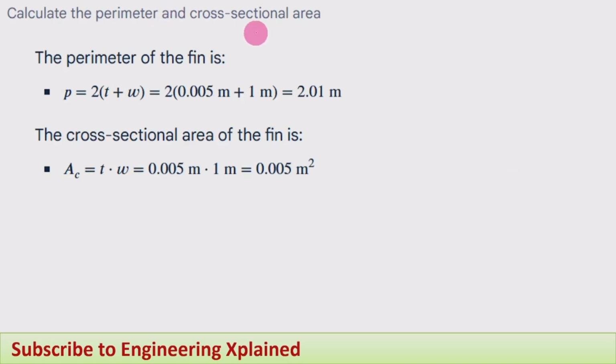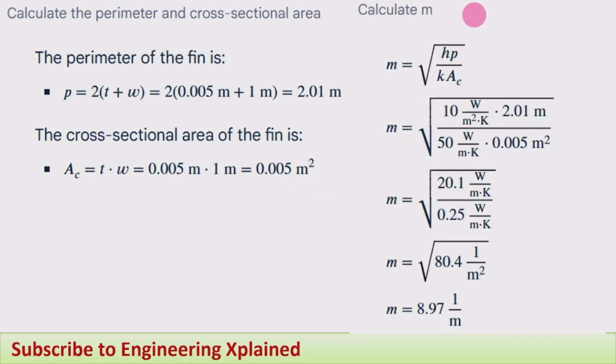First, calculate the perimeter and cross-sectional area of the pin. The perimeter of the pin is given as P equal to 2 times (T plus W), that is 2 into (0.005 plus 1), that is equal to 2.01 meter. The cross-sectional area of the pin is Ac equal to T into W, that is 0.005 into 1, that is 0.005 meter square.